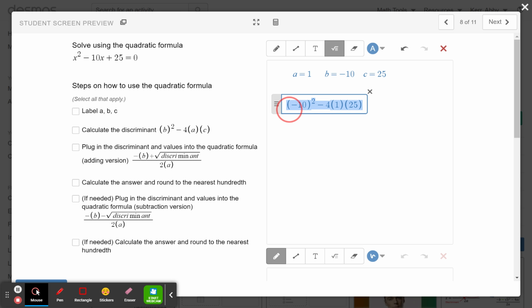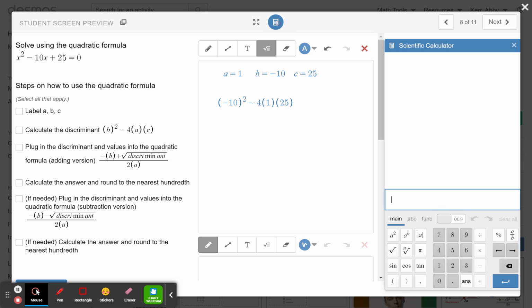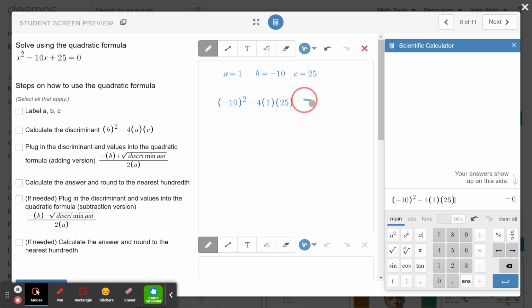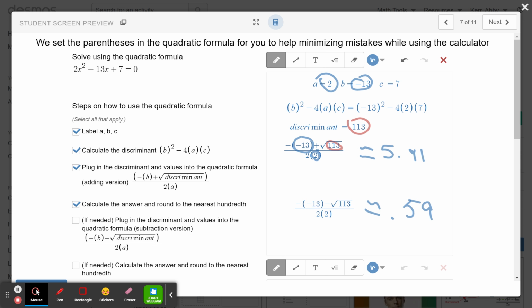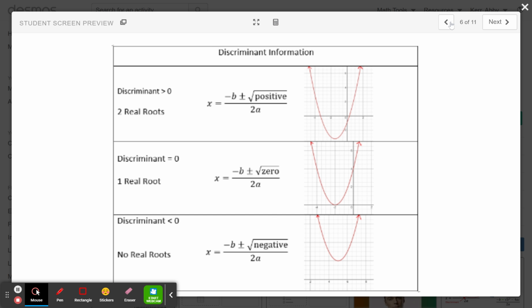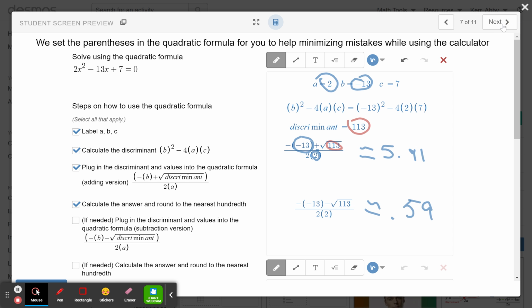So this part right here, the B squared minus 4AC, is your discriminant. Notice my discriminant is 0. That is okay to have, it's not really an answer, it's just part of the step, to be 0. If you go back to slide 6, right here, it says 0. That means we're going to have one real root, one answer.